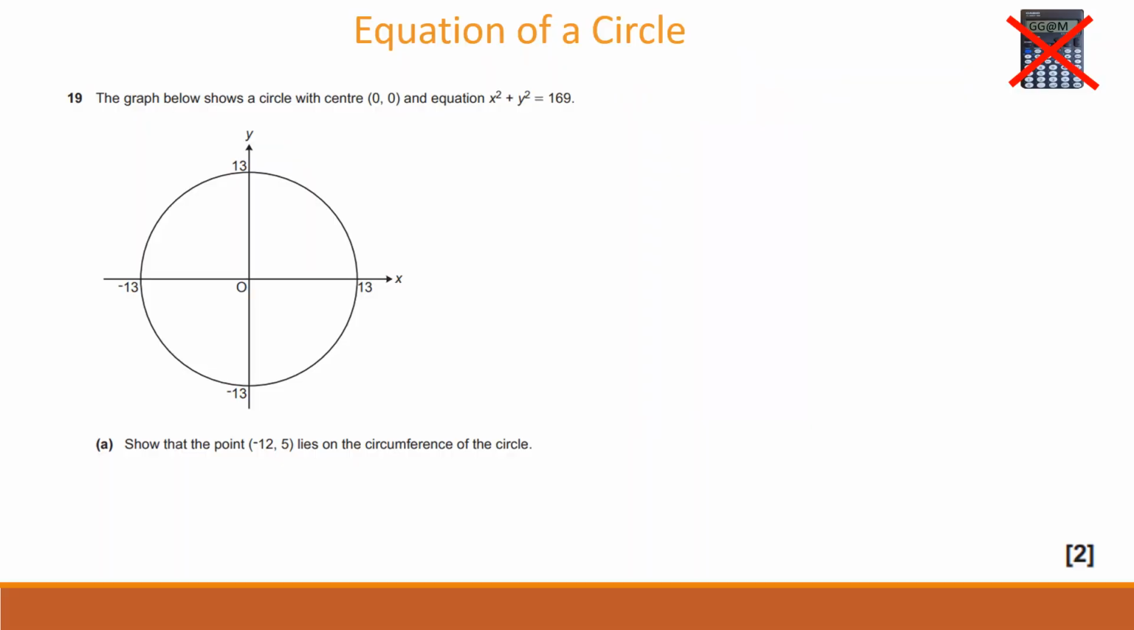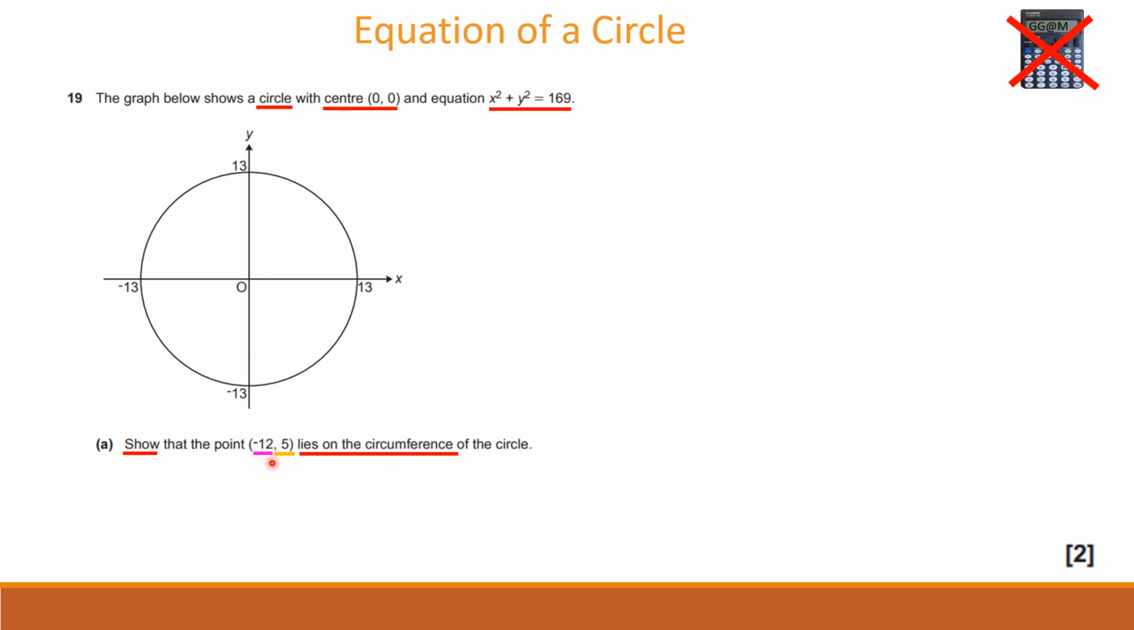This is a question on the equation of a circle. The keywords of the question are we've got a circle. The centre of the circle is 0, 0, and you can see this from the diagram here. So the origin is the centre of this circle. You've got the equation of the circle, x squared plus y squared equals 169. And you've got to show that the coordinate, or the point, negative 12, 5, lies on the circumference.